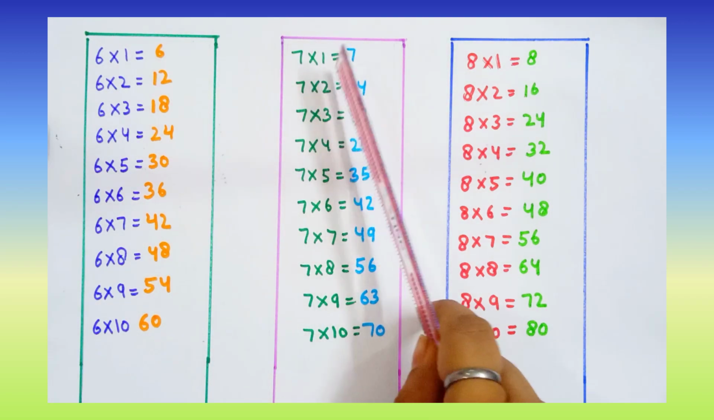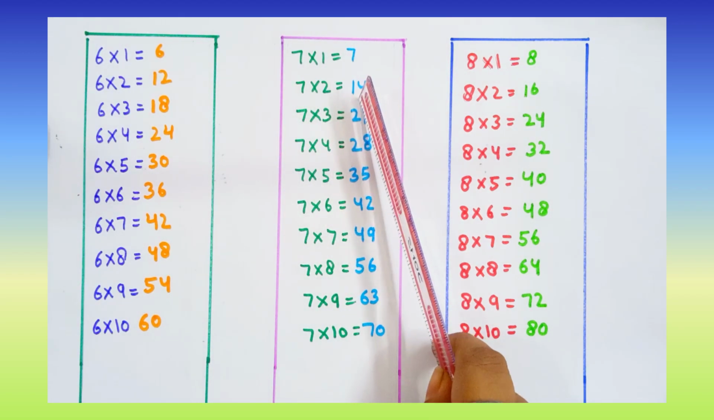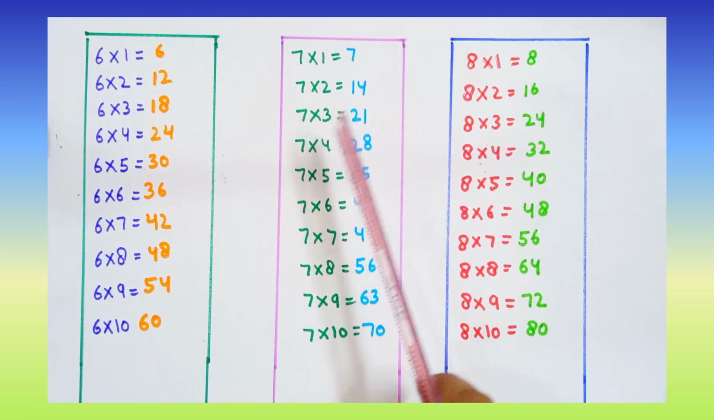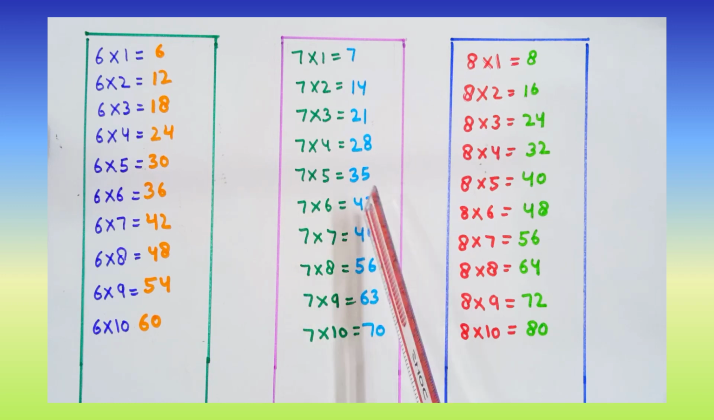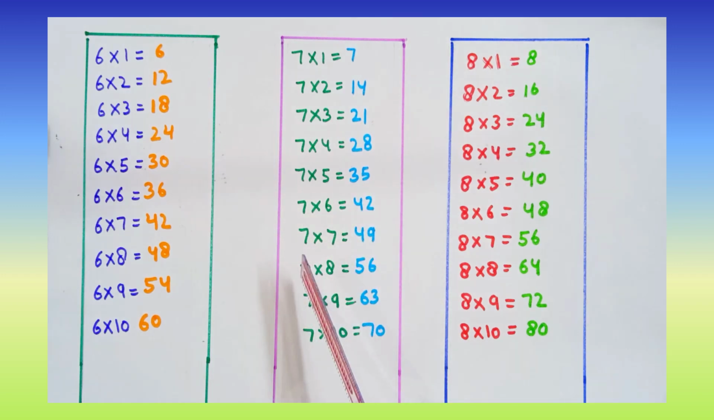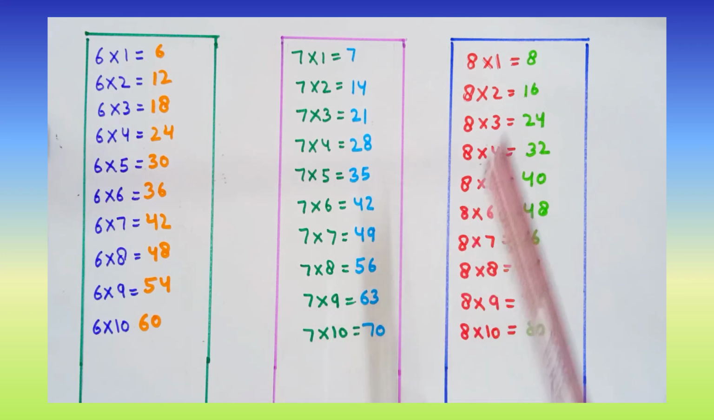7 का टेबल. 7 ones are 7, 7 twos are 14, 7 threes are 21, 7 fours are 28, 7 fives are 35, 7 sixes are 42, 7 sevens are 49, 7 eights are 56, 7 nines are 63, 7 tens are 70.